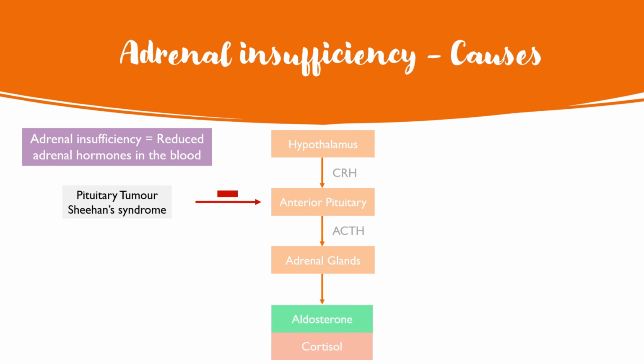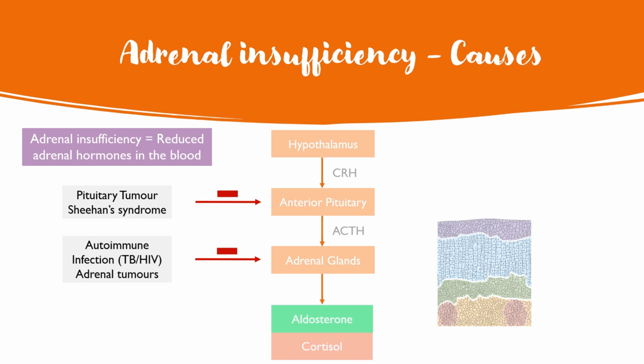There could also be a condition known as Sheehan syndrome, which affects women after childbirth, where the hormone output of the anterior pituitary gland decreases significantly. Alternatively, there could be problems directly with the adrenal glands themselves, such as autoimmune factors, infections such as tuberculosis, or adrenal tumors.